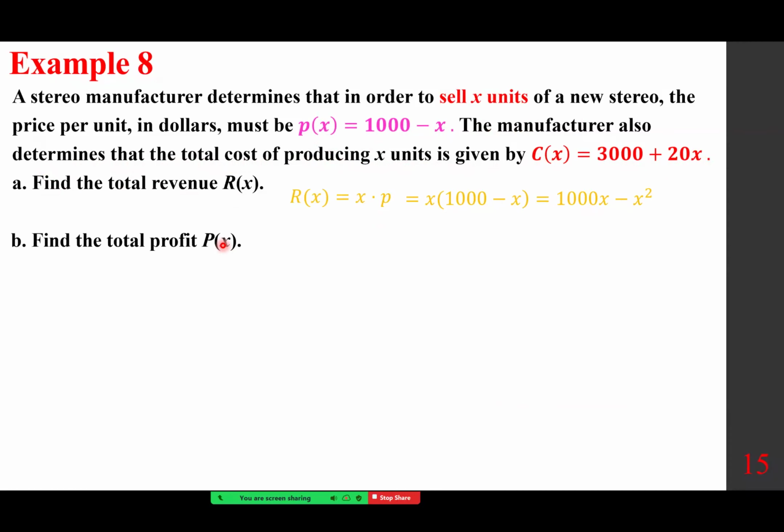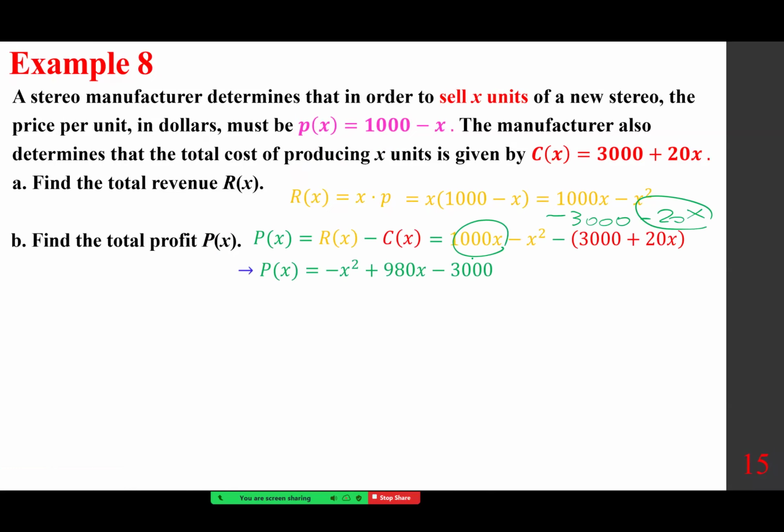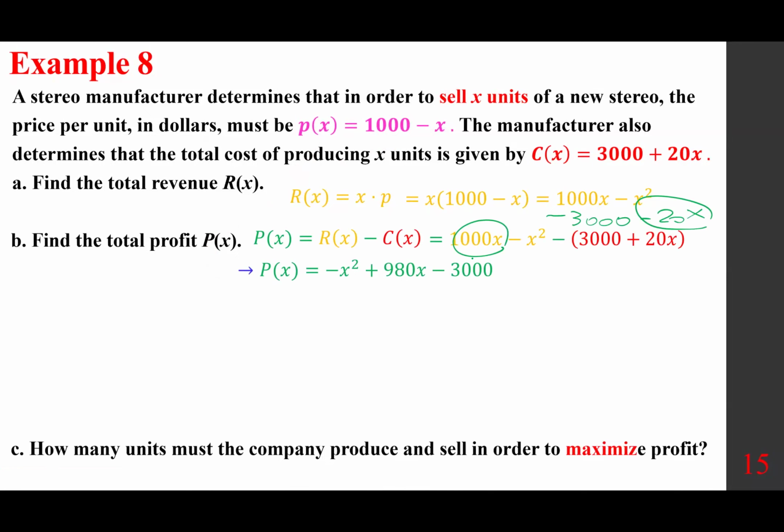That would be the revenue function. Find the total profit function. Lowercase p represents the price, uppercase P represents the profit, and it's obviously defined as revenue minus cost. So we're going to subtract this one from this. And so I'm going to distribute the negative sign, minus 3000 minus 20x. Combine like terms, put it in descending order. I get minus x squared plus 980x minus 3000. All of these steps so far are purely algebraic.